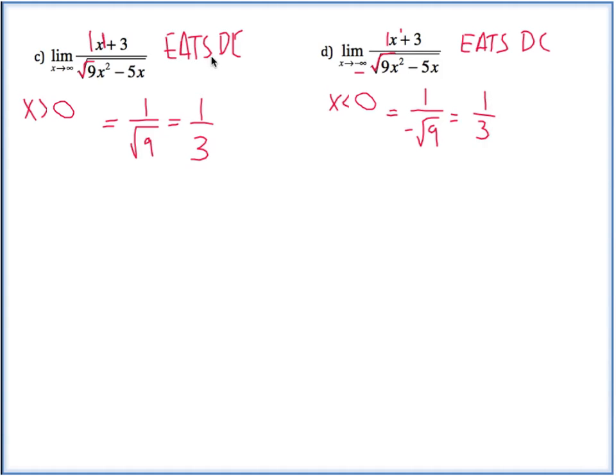So the same method still works with radicals in the denominator. We just have to think a little bit differently. If we're going to infinity, then we keep this guy positive. If we're going to negative infinity, then we change this to negative.